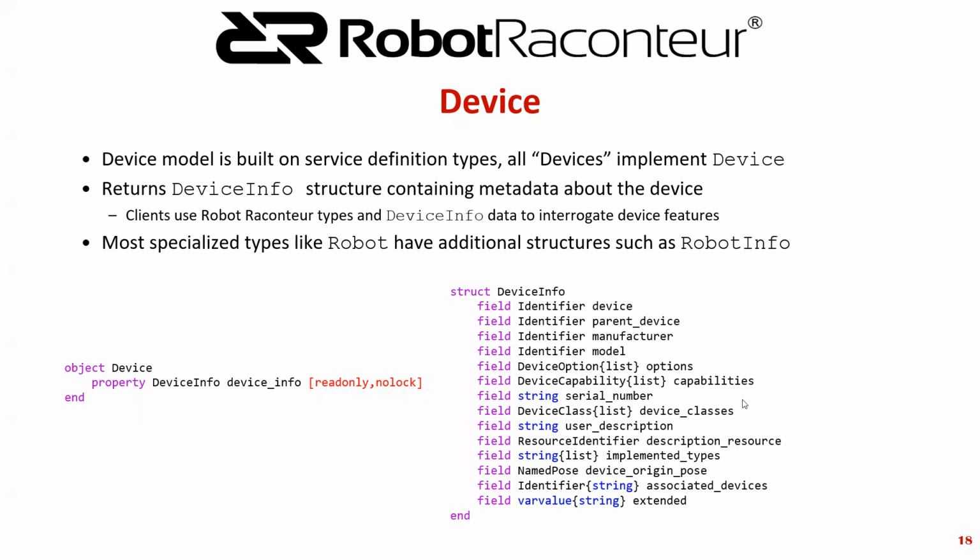So this is all the metadata which is passed to the client, so you can interrogate it to figure out what the device is. And for different device types, like a robot, we have another more specific type of info called robot info, which contains things like kinematic data, which is another field in the object.